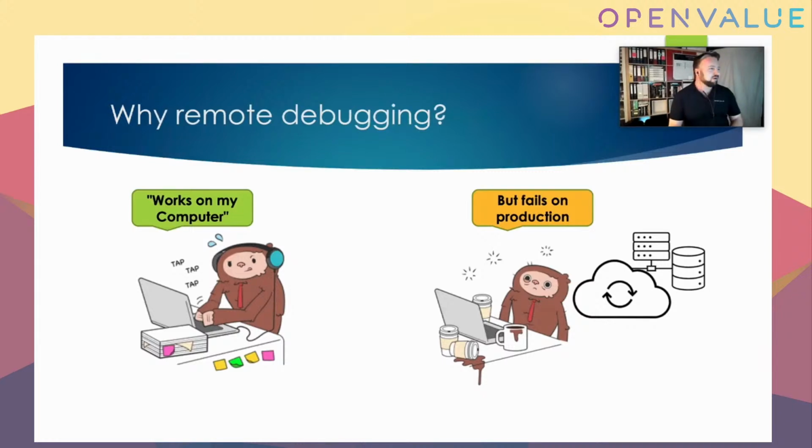Why do I do remote debugging? Probably a lot of you have already heard the words, it works on my computer. Yeah, but sometimes it fails on production. Maybe it's some special constellation of how things are working together. And probably this fails and you don't know why it's failing. So you can keep on debugging your local code, but you can also connect to some production-like environment and test the code in a production-like environment on your local machine.